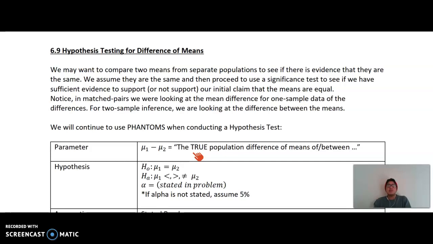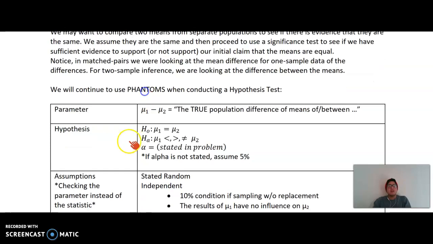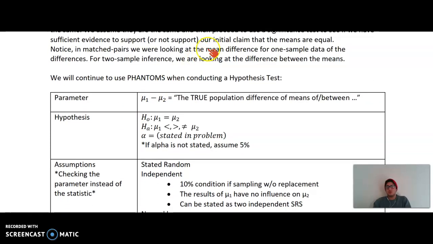Now, in matched pairs, we are looking at the mean difference for one sample data of the differences. For two sample inference, we are looking at the differences between the means. So it's still going to follow this same model where mu1 is the true population average, and mu2 is the true population average, and mu1 minus mu2 becomes the true population difference of means. We assume they're equal. We are testing one of these three claims.